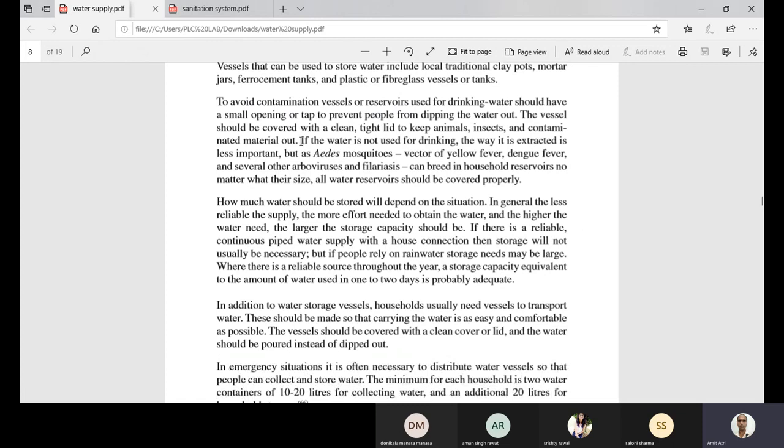If the water is not used for drinking, the way it is extracted is less important. From the health point of view, mosquitoes breed in the water. So that is another reason why the storage tanks should be kept covered.